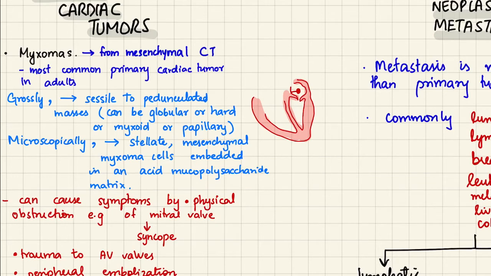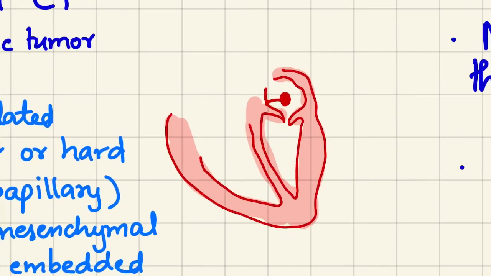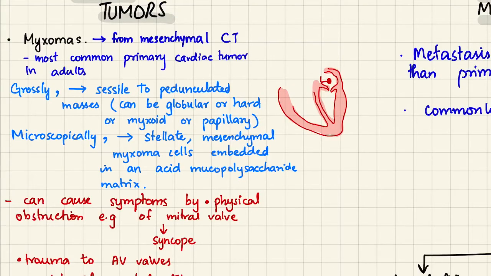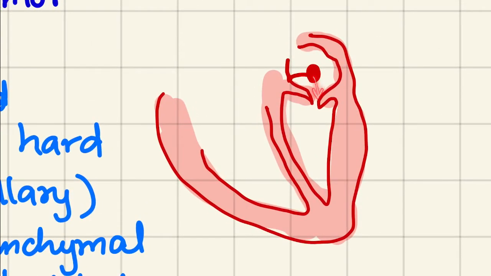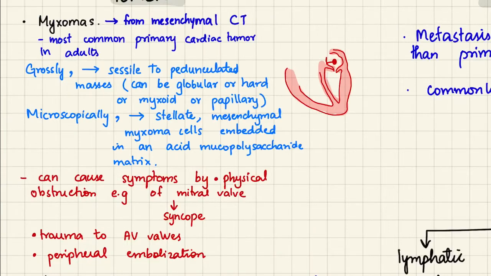So basically that is all about myxomas, and their symptoms are going to depend on their location. Let's say this is the left atrium, this is the left ventricle, this is the mitral valve, and the tumor is present here. When the atrium contracts and forces blood into the ventricle, this might block the flow and we can have periodic attacks of syncope. They can also cause trauma to the AV valves because the tumor is continuously coming in contact with these walls. And these tumors can also dislodge and go into the systemic circulation, causing embolization.